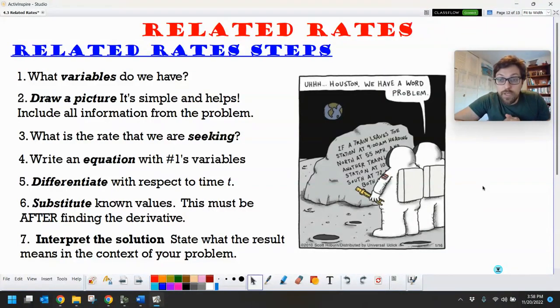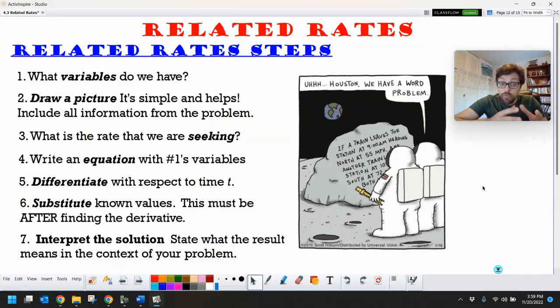Thus is the end of our video on related rates. Keep in mind these 7 steps in order to work through a related rates problem. First, identify what variables you have. Take the time to draw a picture. It really helps organize that information in a way that you can easily tell what's going on and interpret what's happening. Decide what is the rate that you are seeking. What are you trying to find? And then write an equation that you can implicitly differentiate with respect to time t.